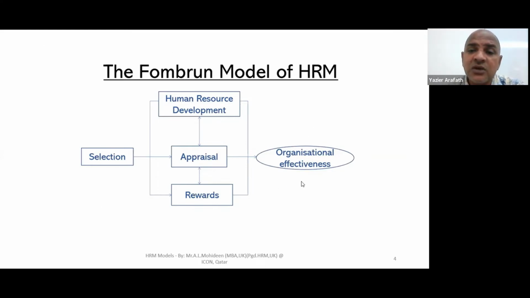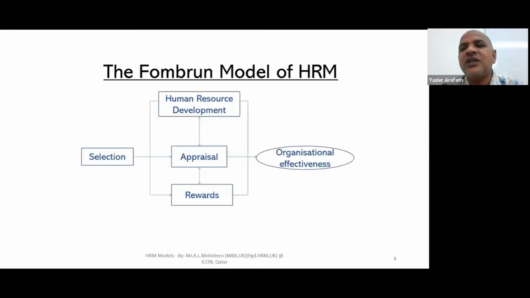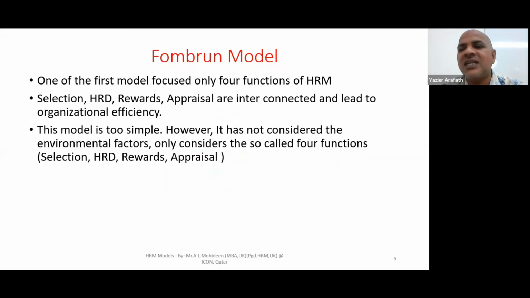Do you understand this concept? This is one of the ideas HR has. This is the way HR functions. This is one of the earlier models. Now, in this model, HR is not focusing on any external area.